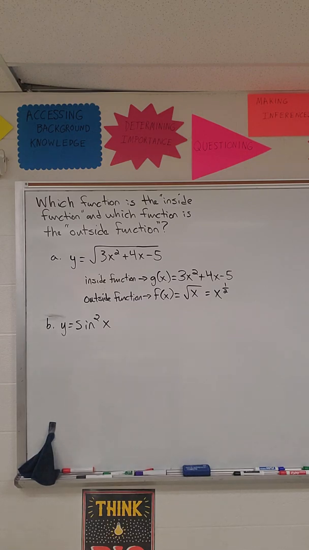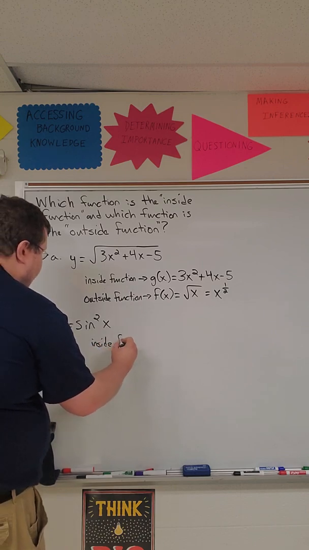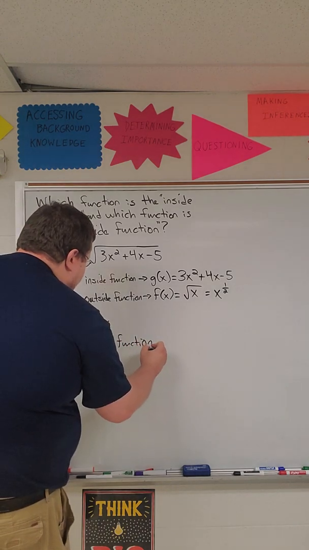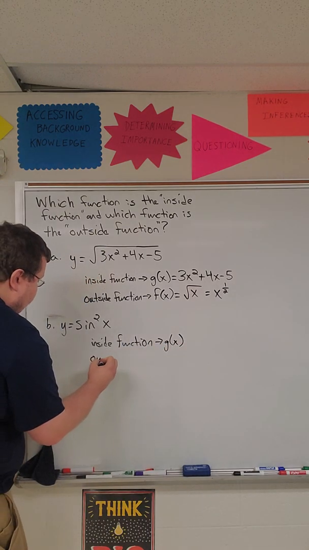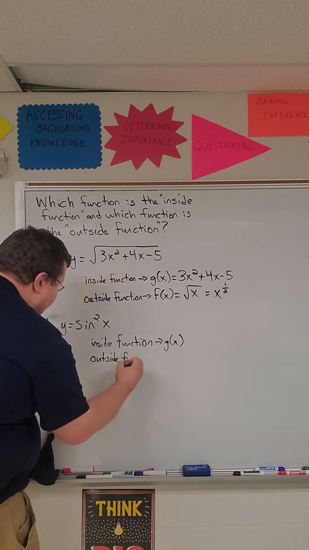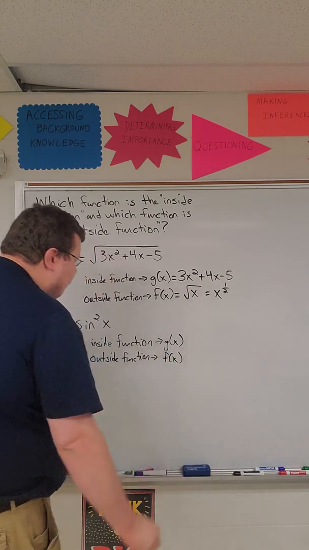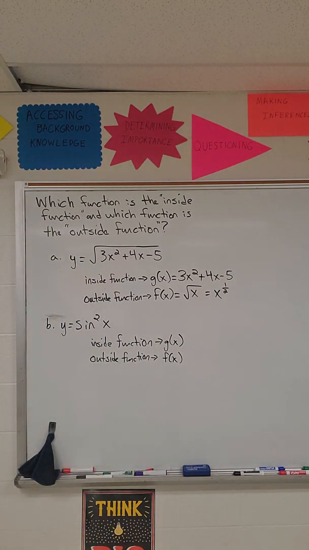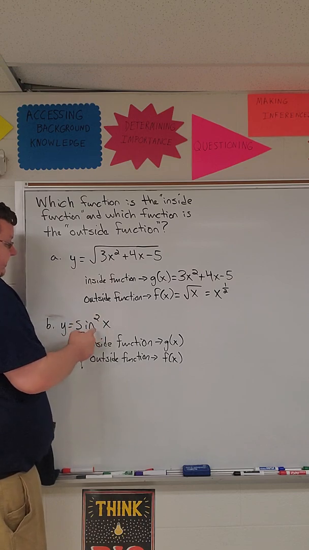So the hard part here is determining inside and outside. And this is tricky with trig functions with powers on them. Okay, you almost just have to kind of learn the pattern here with these. So if we want to know the inside function and we want to know the outside function, inside function is g of x, outside function is f of x. This one's tricky because you look at it just by the order of the way that they write it, it looks like the sine function's on the outside and the squared's on the inside.